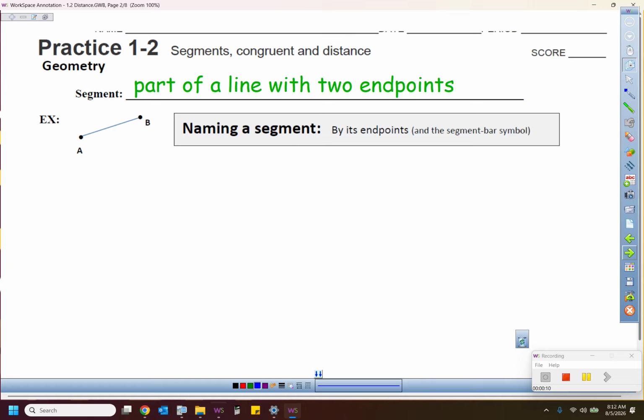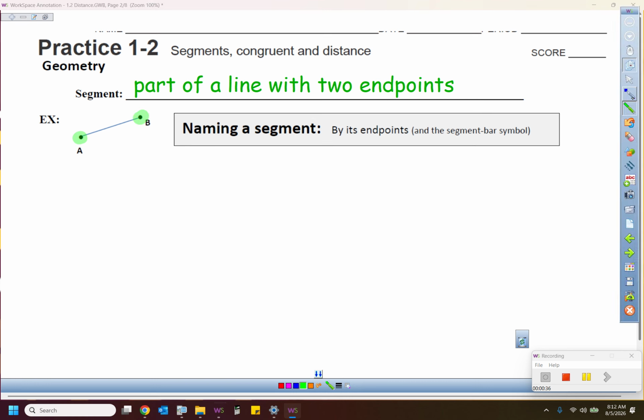So it's still a line. It's still one dimensional, but it's just part of it, to where it doesn't go on forever in this direction or that direction. So you notice it doesn't have any arrowheads, right? It actually ends at two different points. This particular segment right here has endpoints of A and B.